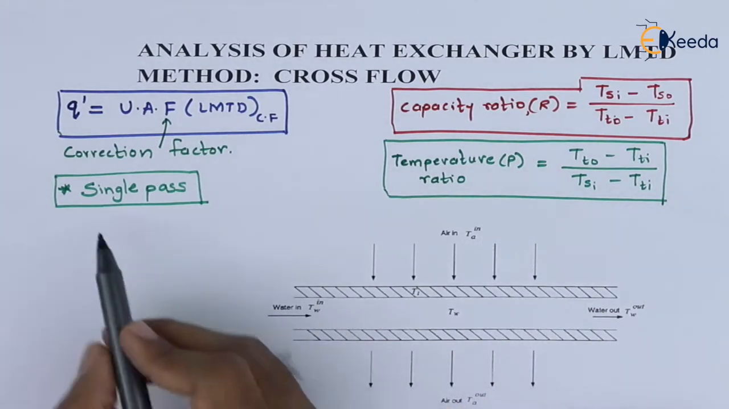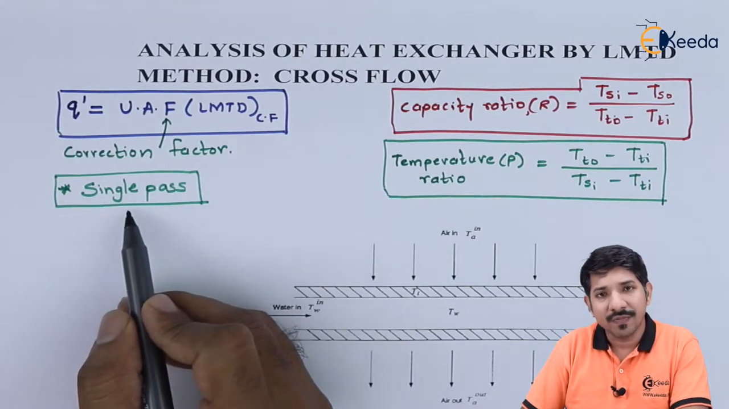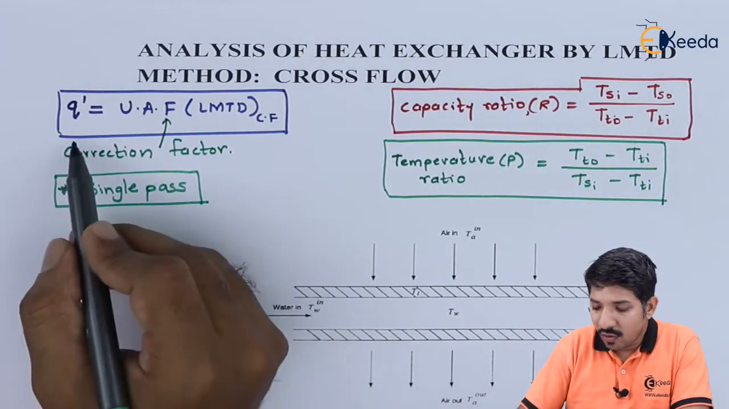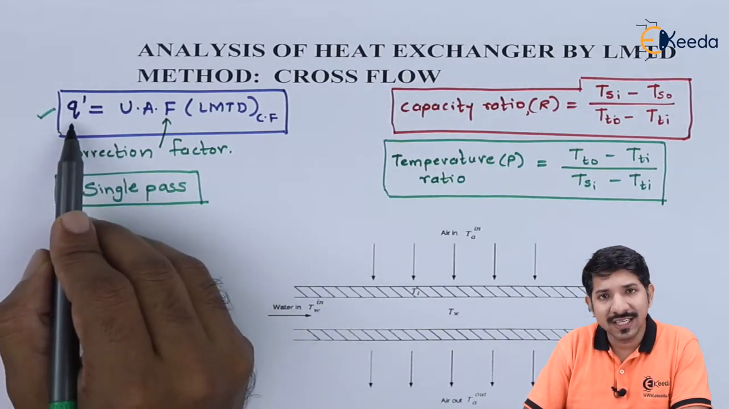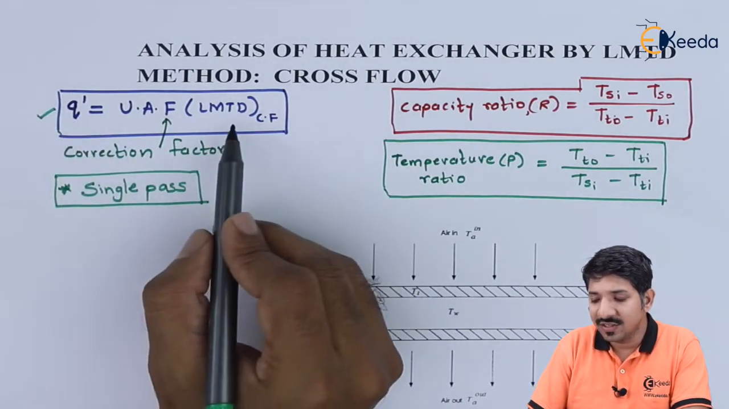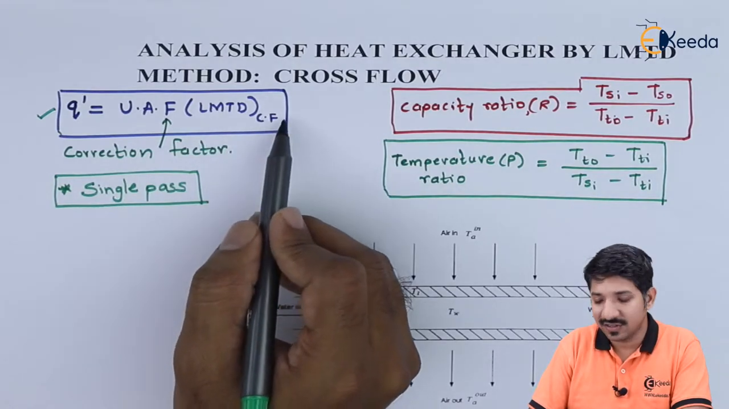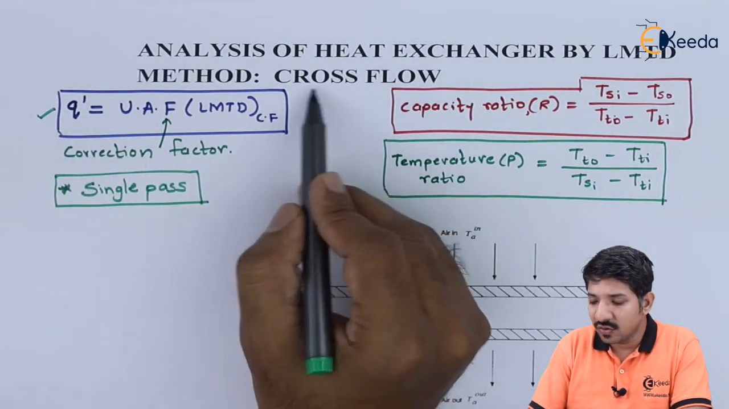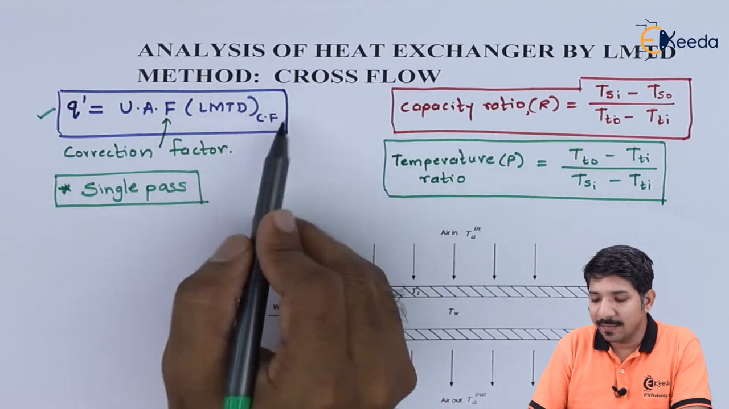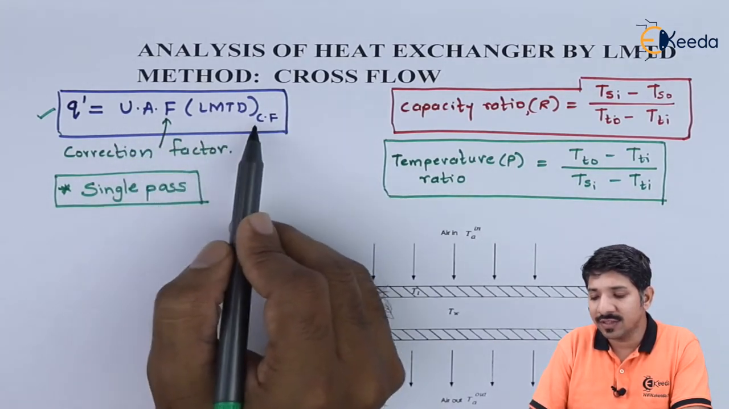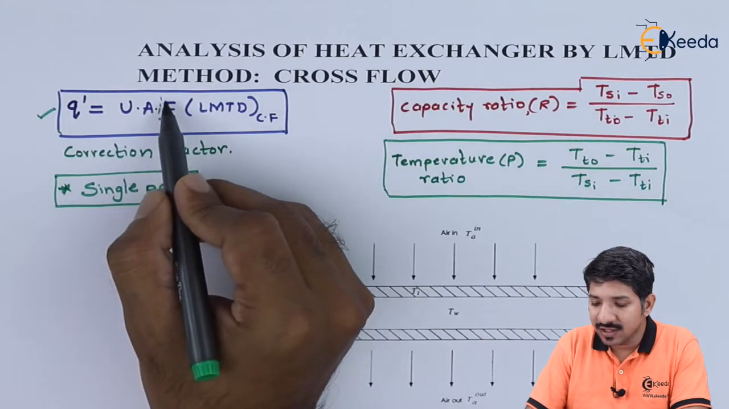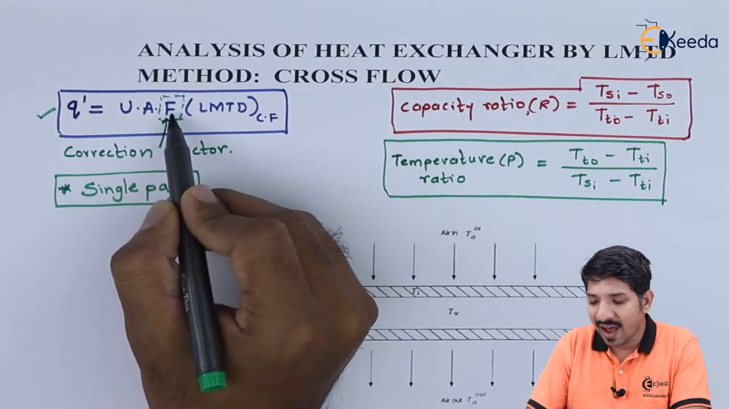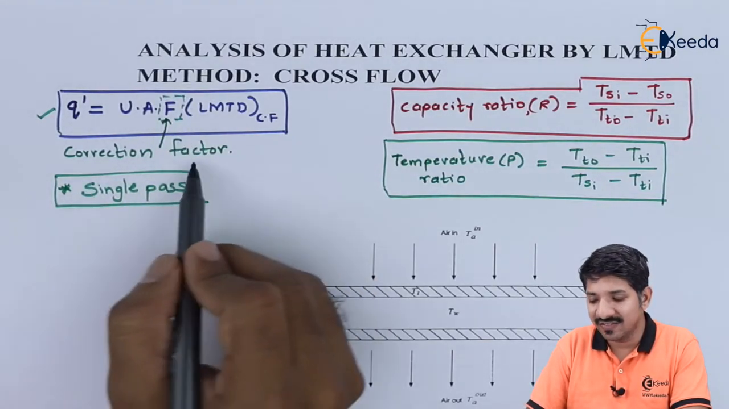Now for this, what process do they follow? They simply consider the same equation of the heat transfer rate which they have considered for the counter flow heat exchanger. So in case of a cross flow, we will write down the same expression, that is UA LMTD for the counter flow, and we will simply multiply it with one term. That is F. Now F is nothing but the correction factor.